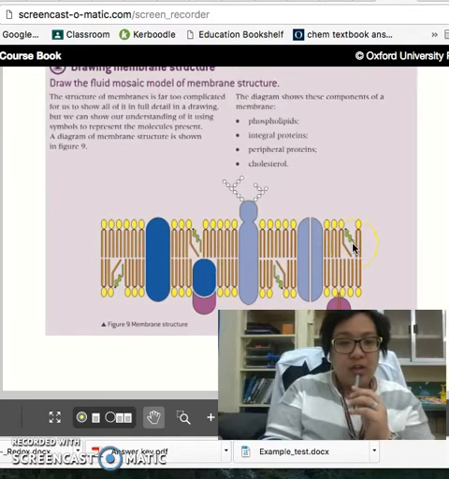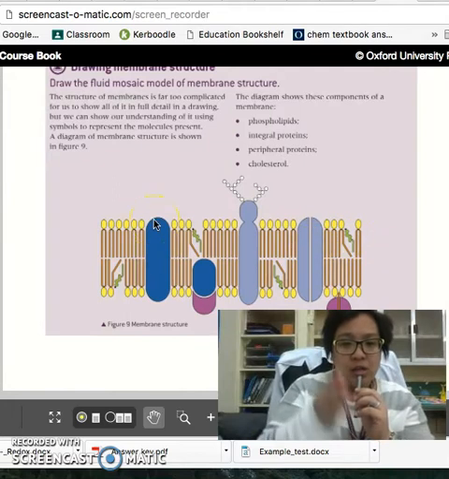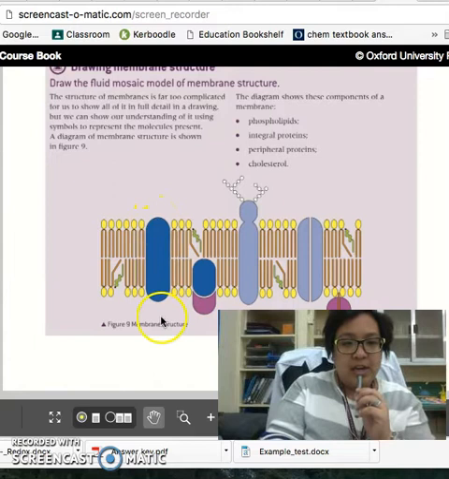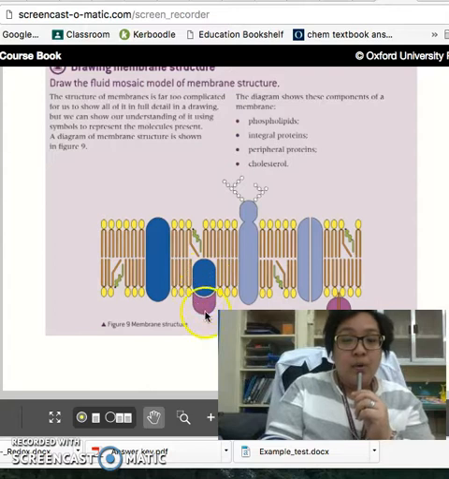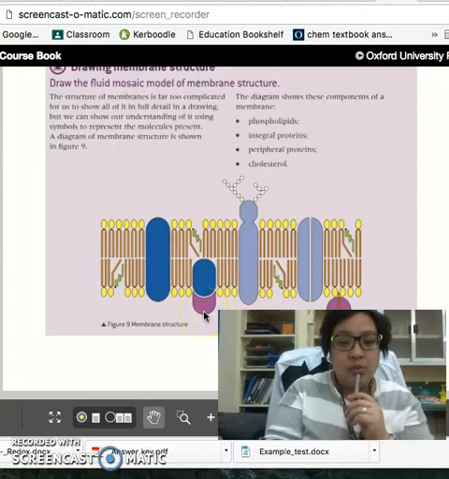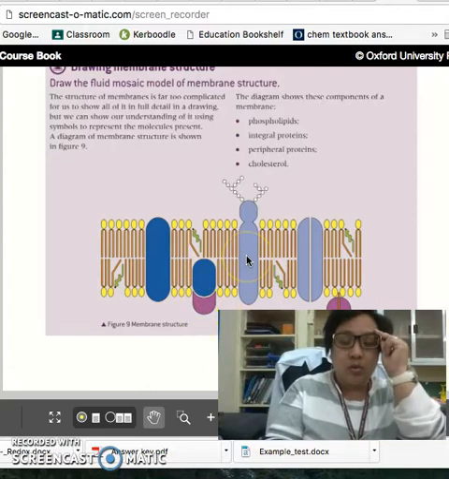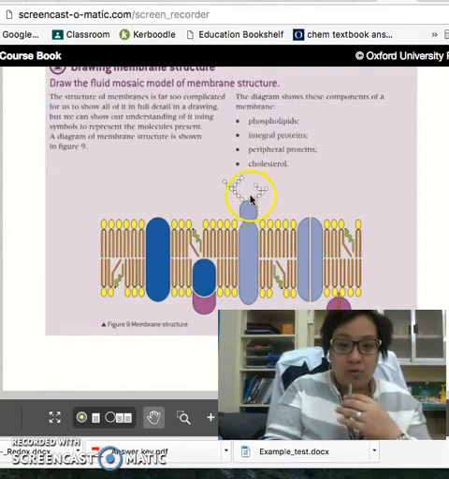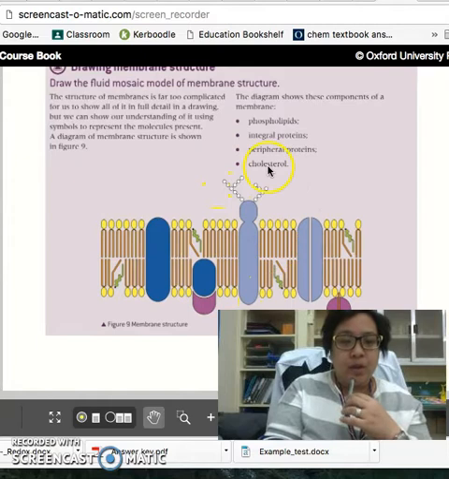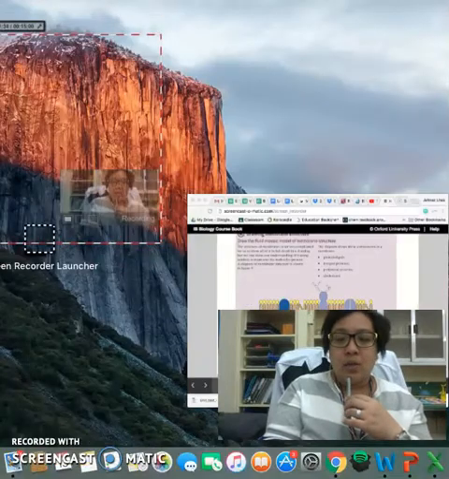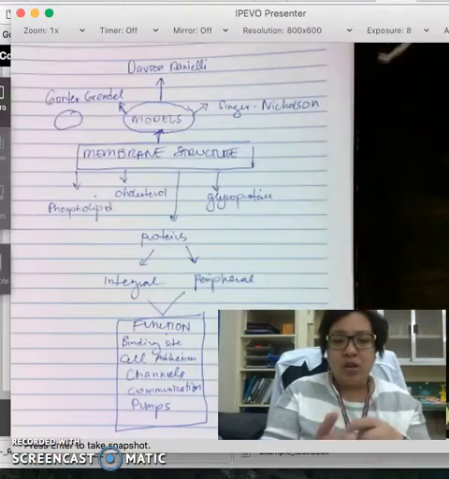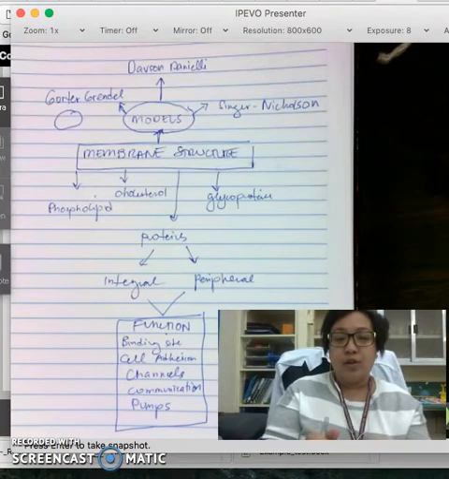Then you have different kinds of proteins. Those proteins that span or cross the membrane are called integral proteins, and proteins that are only found on one side of the membrane are called peripheral proteins. Now there are some special proteins that are attached to carbohydrate molecules. You call this glycoprotein. For each component of your plasma membrane, you need to discuss the functions of each.